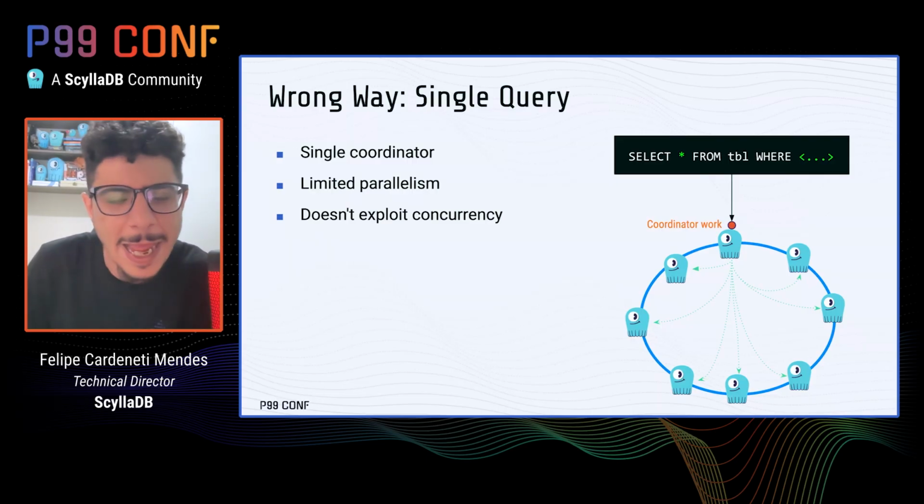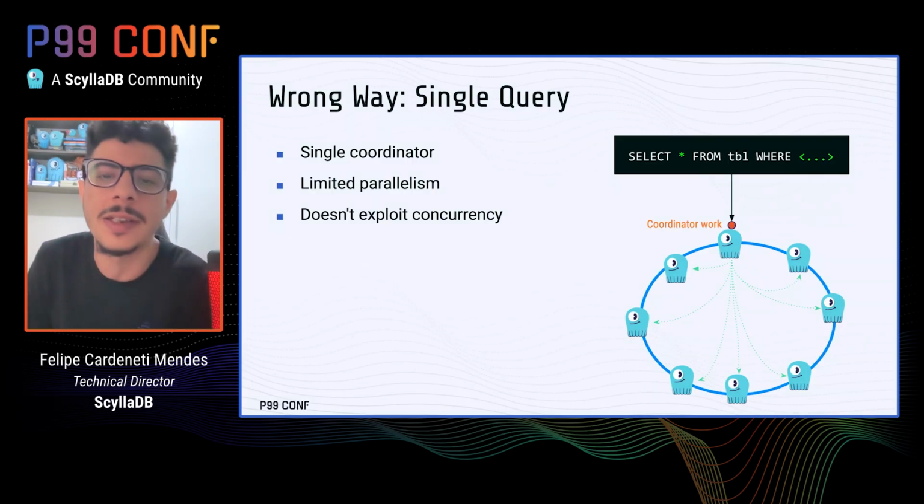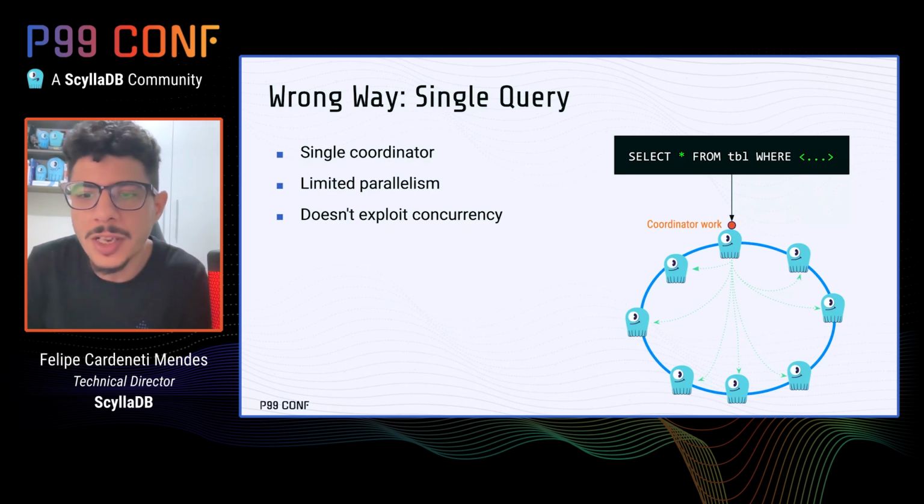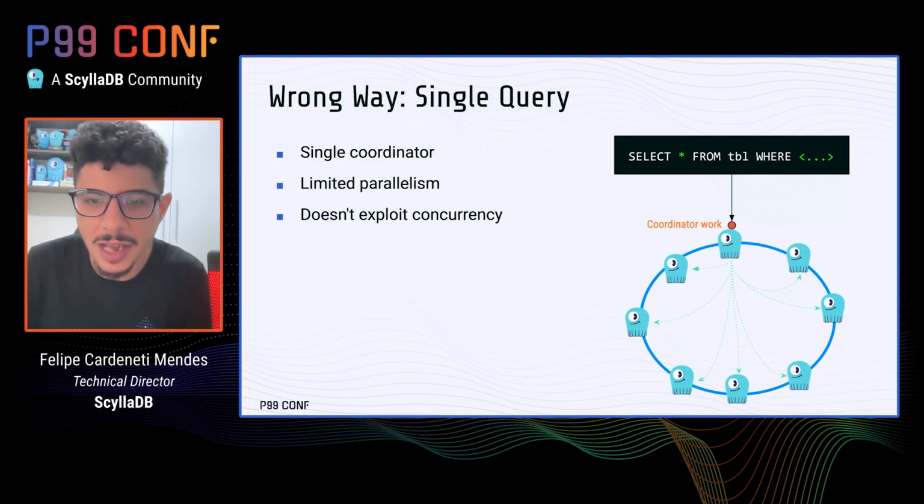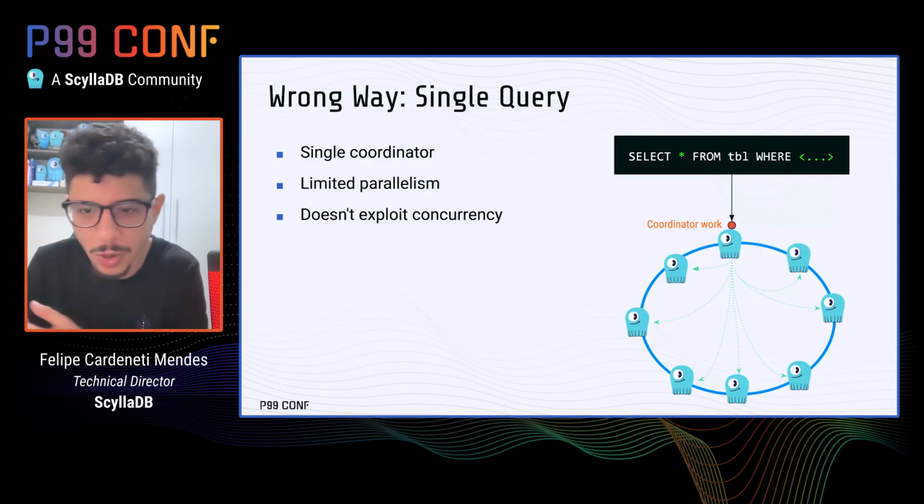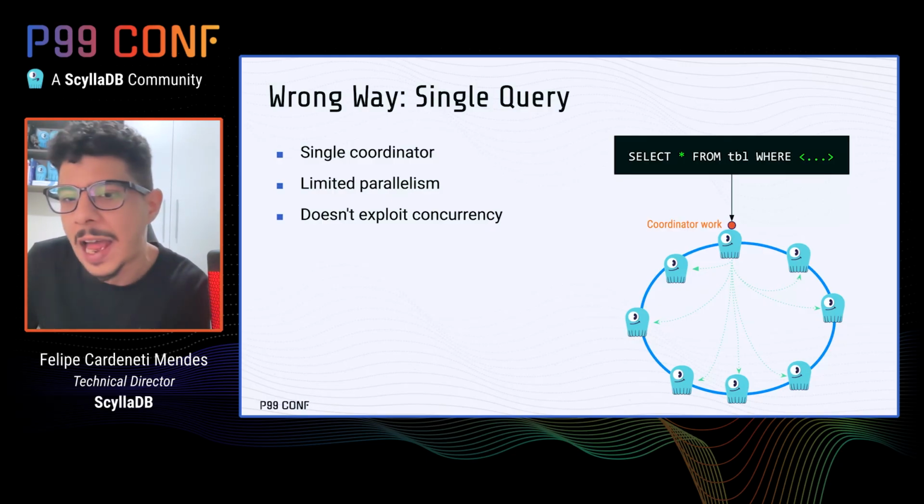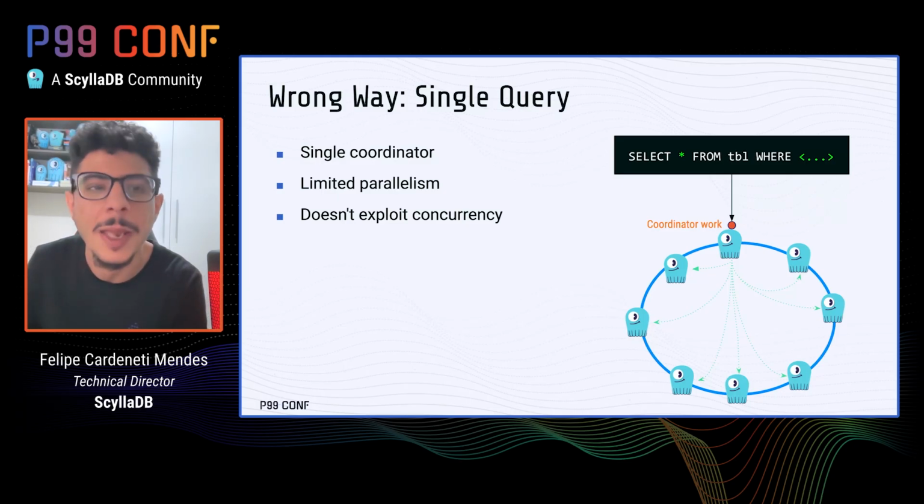And it happens that there are many ways we can run full scans. Starting from the naive way, we would simply execute a select statement with or without any query restrictions. And we call this the naive way because a single query, although it works, does not exploit the full parallelism and concurrency of a distributed system like ScyllaDB.